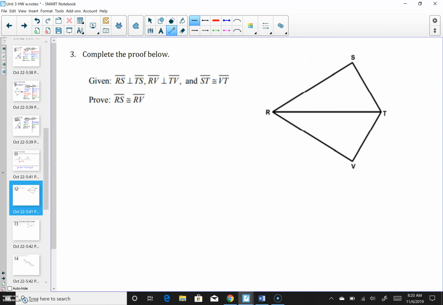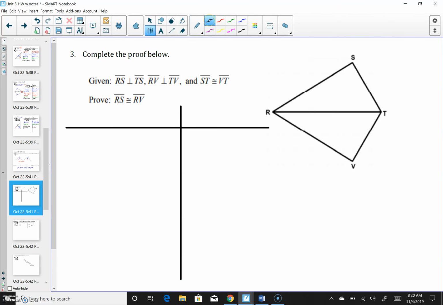So we're given RS perpendicular to TS, RV perpendicular to TV, and then ST is congruent to VT. And we want to prove RS congruent to RV, which usually tells us we're probably going to use CPCTC, but let's create our chart and we'll get everything down and organized first. So we've got our statements and our reasons.